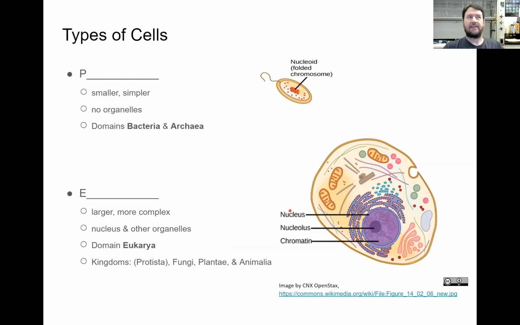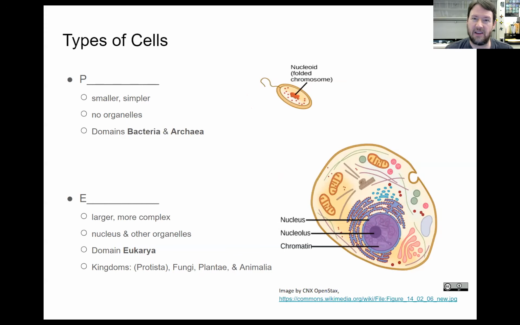All right, so those are the general features of cells. And now we're going to get into talking about more specifically the different types of cells. And there's two main types of cells to think about. These are prokaryotic cells and eukaryotic cells.